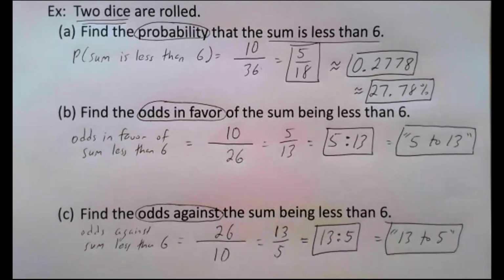If you were to roll 2 dice, the odds against them adding up to less than 6 is 13 to 5. That means for every 13 times that it does not happen, there should be 5 times that it does happen. It's unfavorable over favorable. Unfavorable over favorable. Odds against.